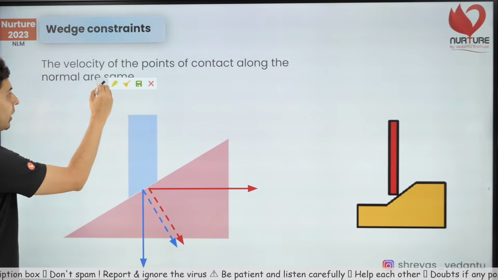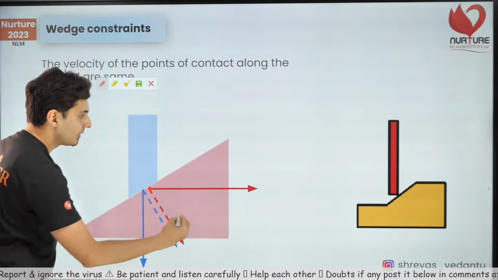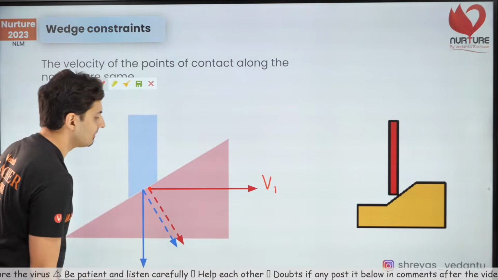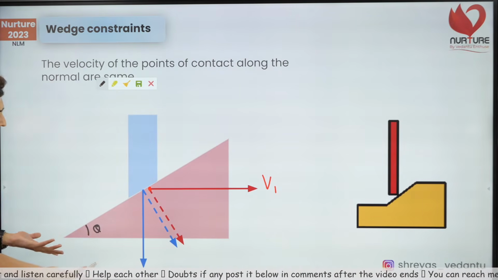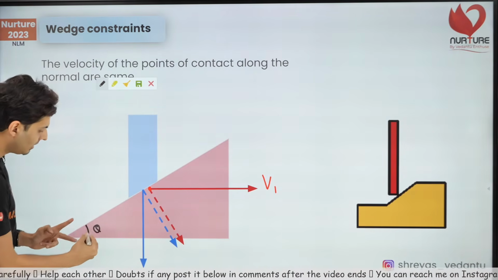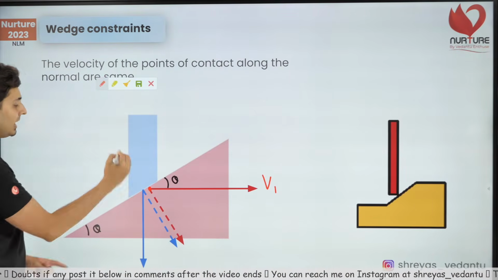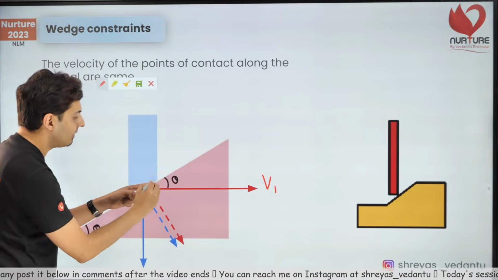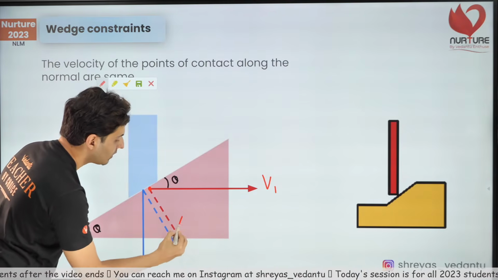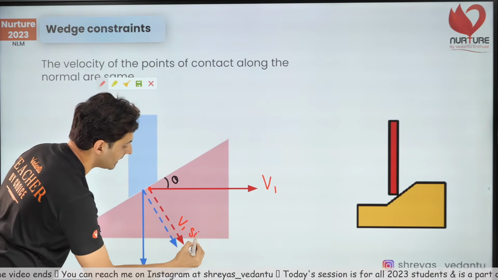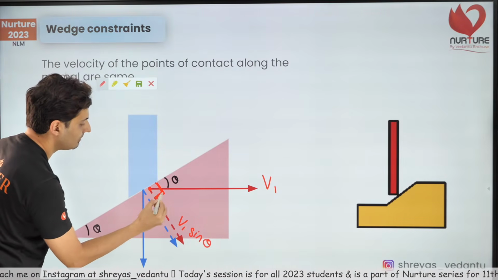The red point on the wedge over here was moving with, let's say, velocity v1. Let's assume this as angle theta. So if this is theta, naturally even this is theta. So that point on the red wedge will have a velocity here and a velocity component here. This component will be obviously v1 sine theta, the one which is perpendicular.